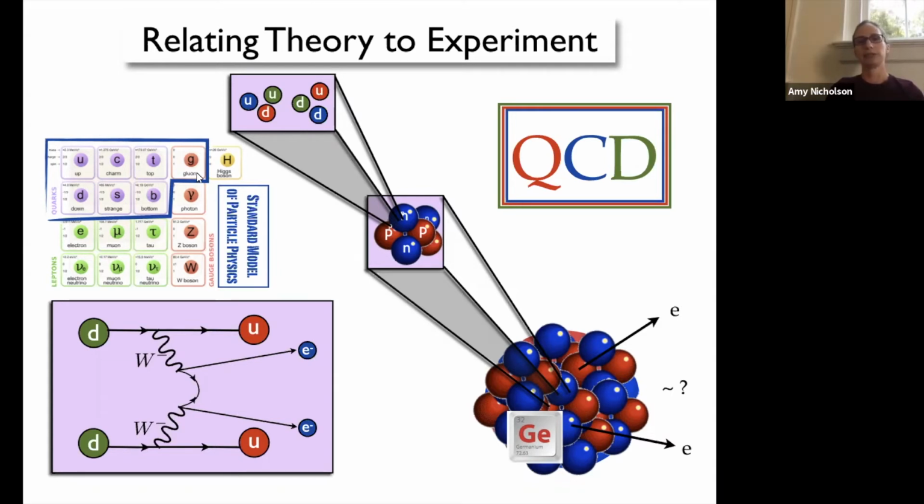So an analogy to QED, quantum electrodynamics, where you have things like electrons and the force carrying particle is the photon that translates the force between them. We have quarks that are mediated by the force carrying gluon in QCD. So this is the theory. We know that this is the theory of the strong interactions.